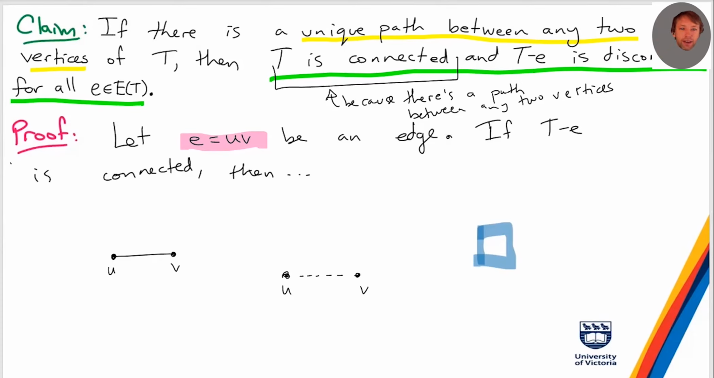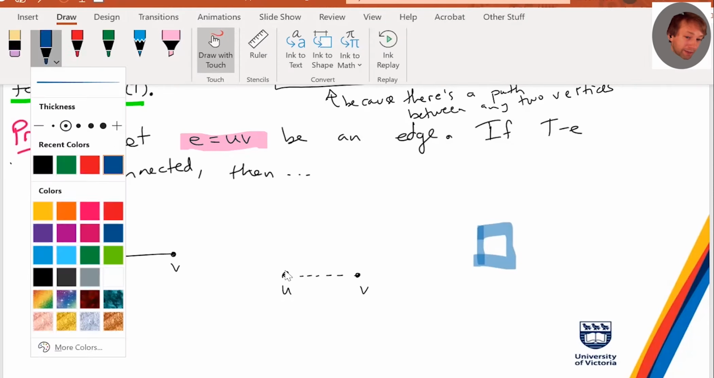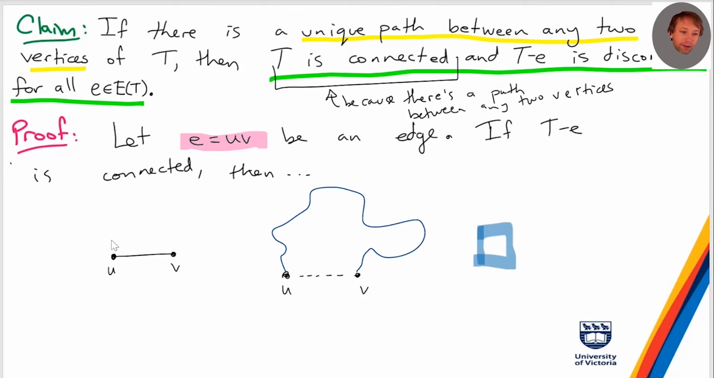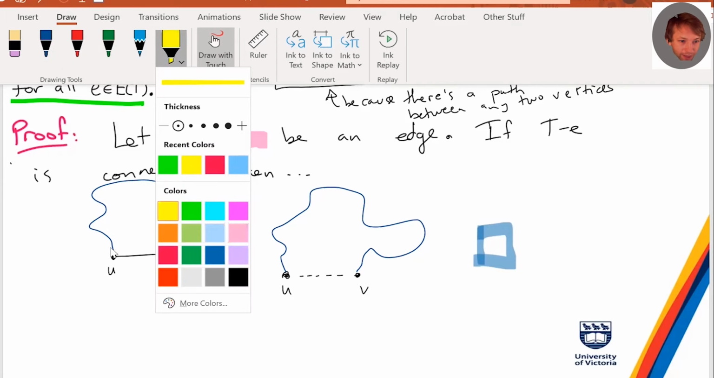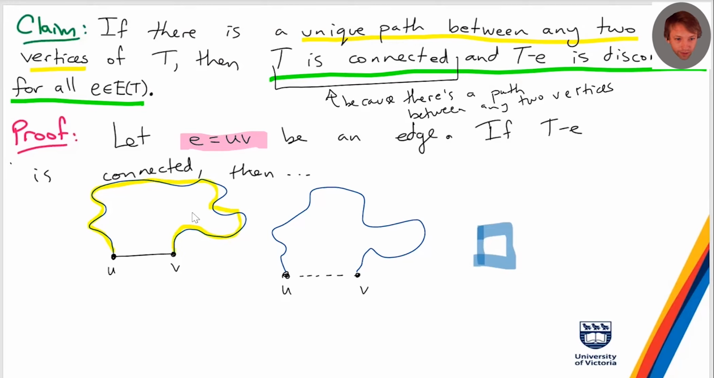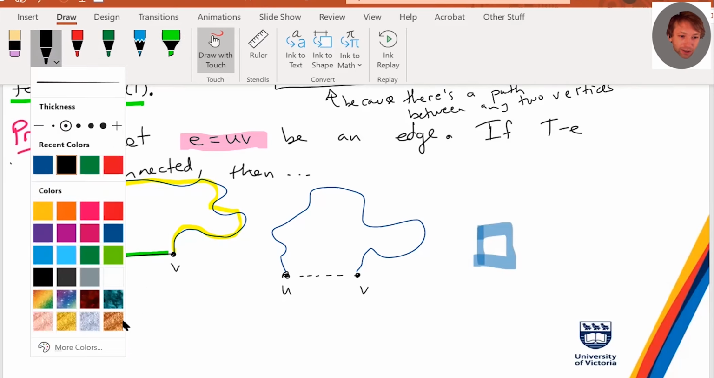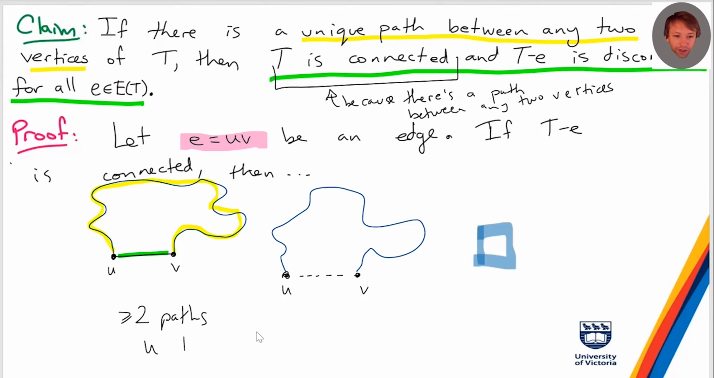Yeah, exactly. If the graph is still connected after deleting the edge, then there must be a path from U to V that goes somewhere. But then if I go back to the original graph T, that path is still there, okay? Using the edge is one path, and using the other wiggly blue thing would be another path. This yellow thing is a path, and this green thing is a path between U and V, and the green thing is just one edge long, right? So that would mean that there's at least two paths from U to V, which is a contradiction. Okay, so having a unique path between two vertices implies that you're connected, and T minus E is disconnected.